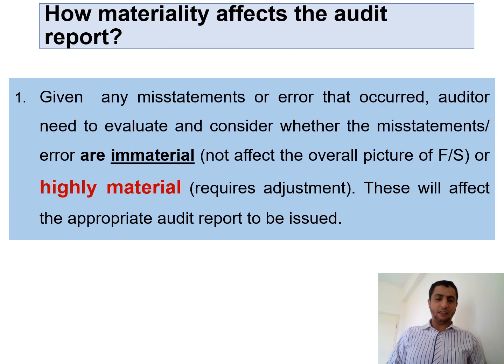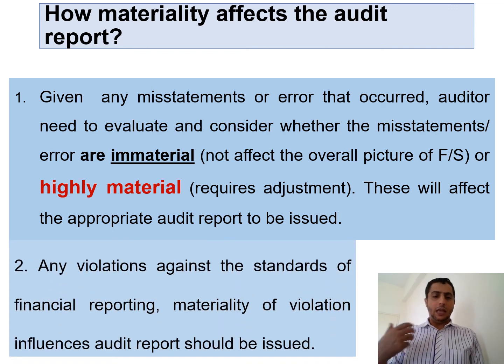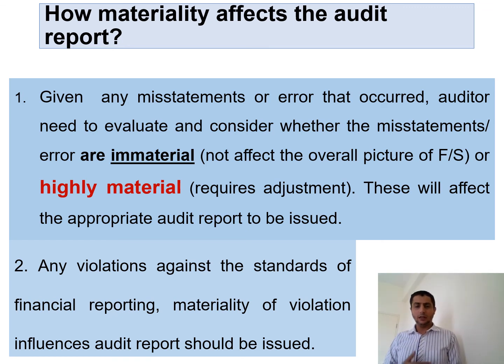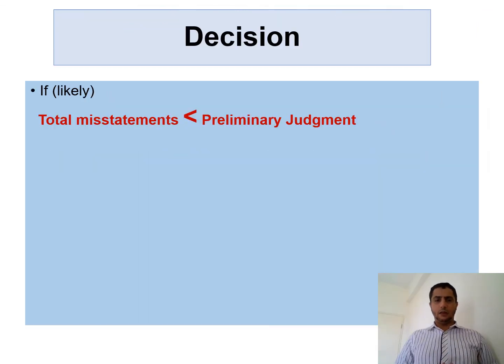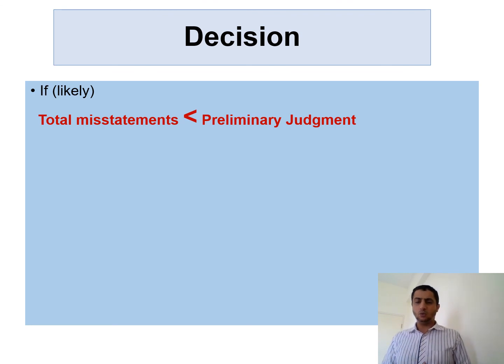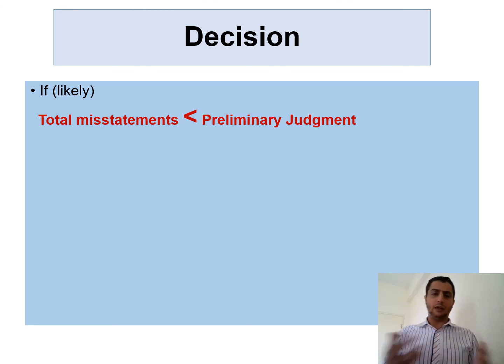This will affect the appropriate audit report to be issued in the stage of issuing the report. For any violation against the standards of financial reporting, the materiality of the violation influences the auditor report that should be issued. Based on step 5, which compares the preliminary judgment with the total misstatement, there are two scenarios: whether the preliminary judgment exceeds the total misstatement, or vice versa.